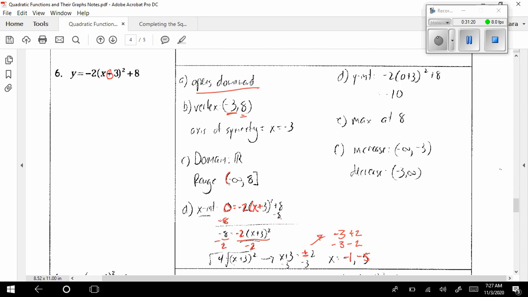Okay, y-intercept, we plug in 0 for x. So 3 squared is 9, times -2 is -18, plus 8 is -10. And then we have a maximum at 8. It will increase because it's open down from -infinity to that x value at -3, and then decrease out of that from -3 to infinity. Okay, so if you have any questions about that, let me know. I just wanted to show you it looks a little bit different coming from vertex form than it did from standard form. Okay.